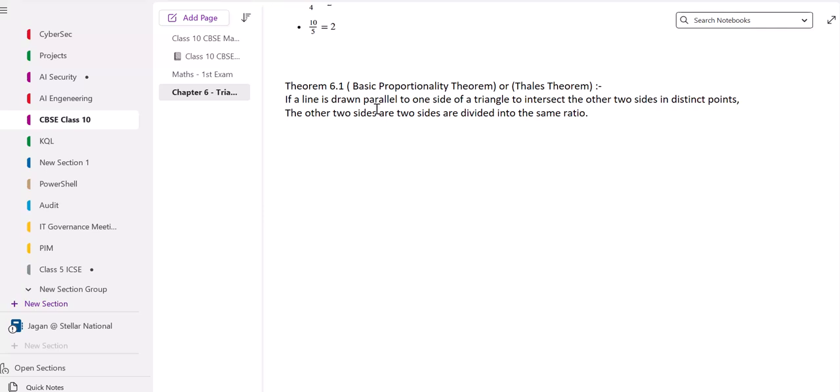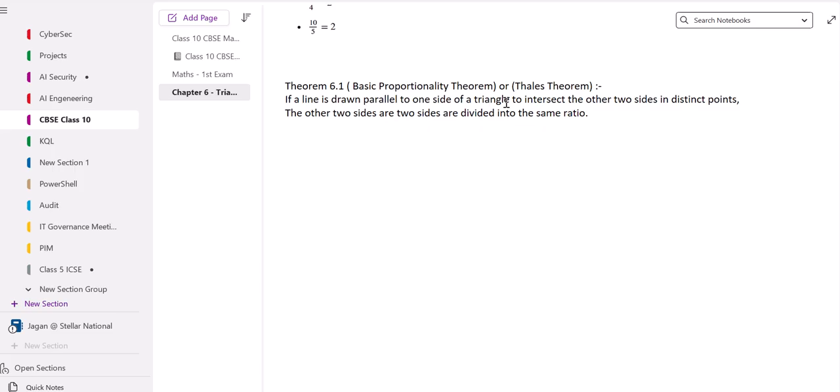This is Basic Proportionality Theorem or Thales Theorem. What does this theorem say? If a line is drawn parallel to one side of the triangle to intersect the other two sides in distinct points, the other two sides are divided in the same ratio. So what does it mean? A line drawn parallel to one side of the triangle.